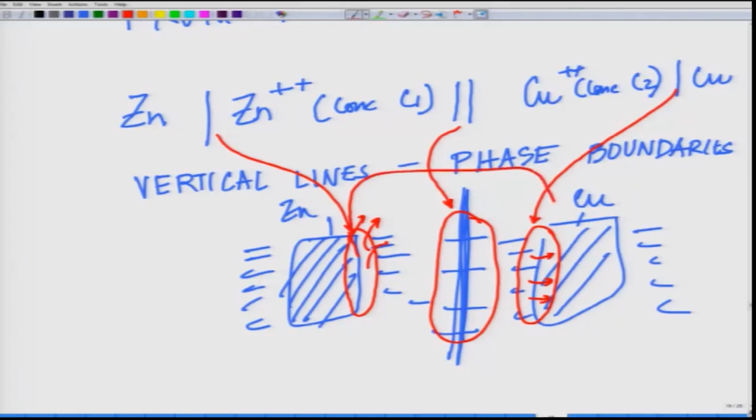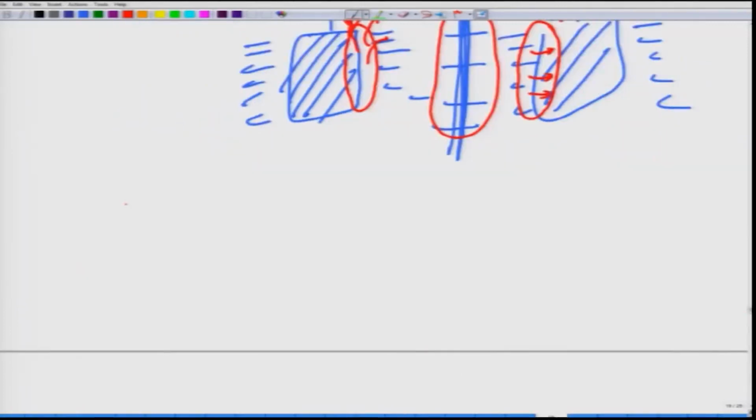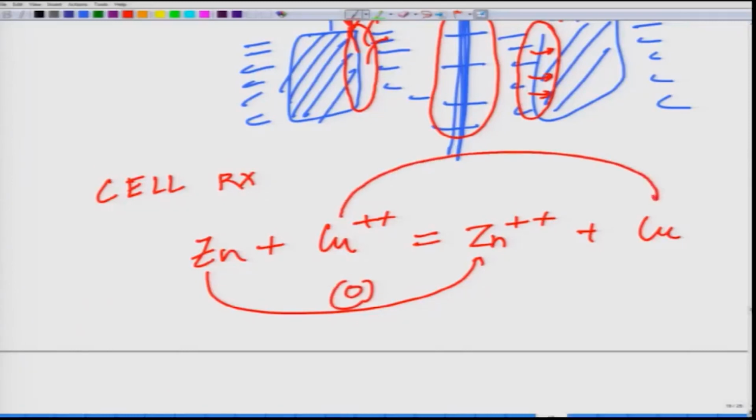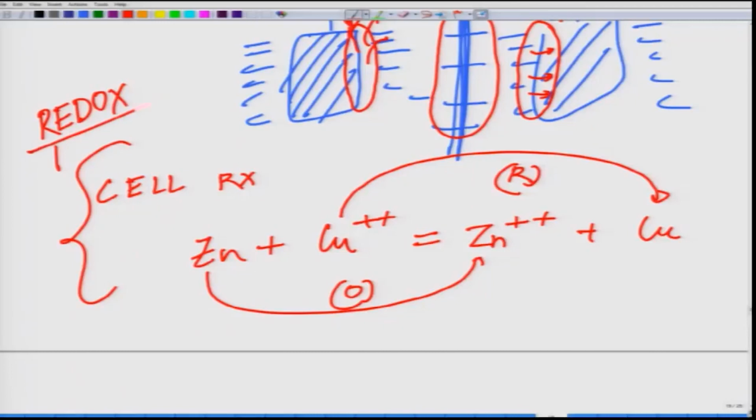When we are connecting this, this is the way you are indicating the reaction, and the real cell reaction, the electrochemical cell reaction, is like this. You have zinc plus Cu2+, equal to Zn2+ plus copper. So, zinc here went through an oxidation, copper went through a reduction, and this is what the whole redox chemistry is all about.